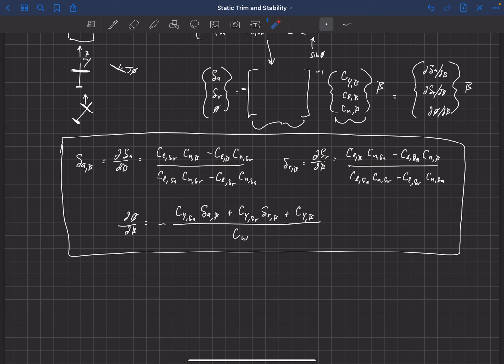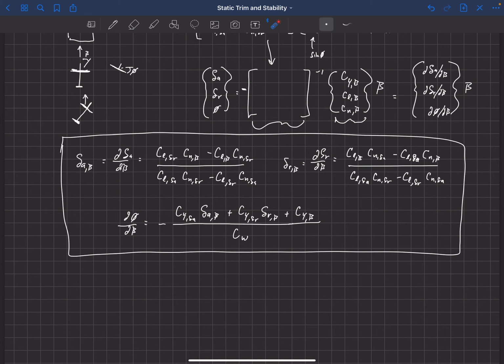And same with the rudder. Let's say that this came out to be 1. So for every degree of beta that I have, that means I'm going to have to add a degree of rudder deflection to trim that out. And then the phi, again, the same thing. We're going to multiply that to figure out what the bank angle is going to be. So these three are angles that are linearly proportional to this angle beta, our side slip angle.